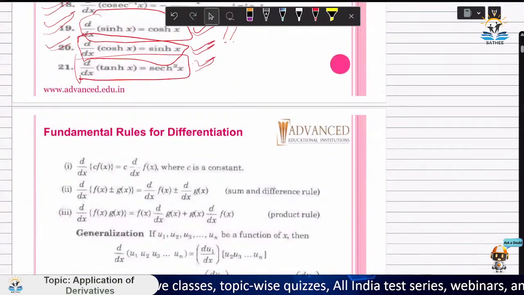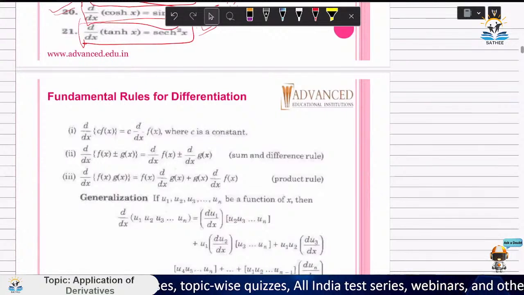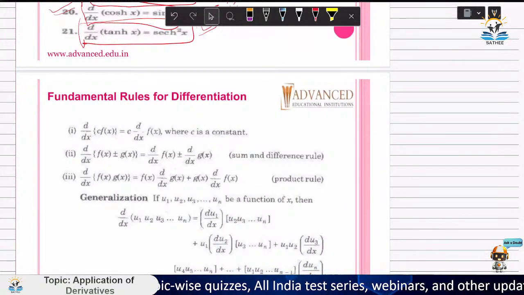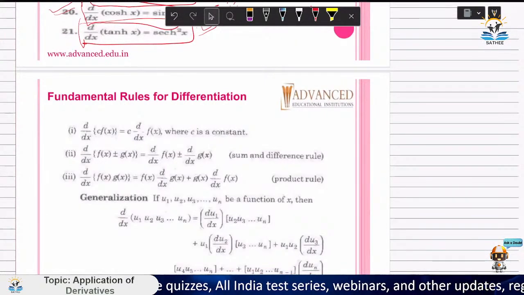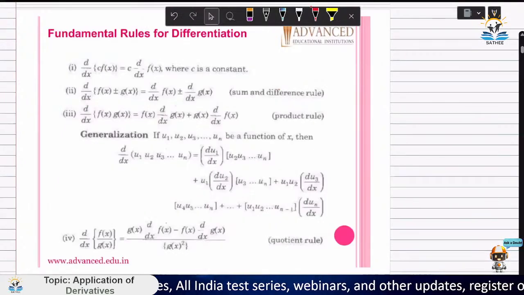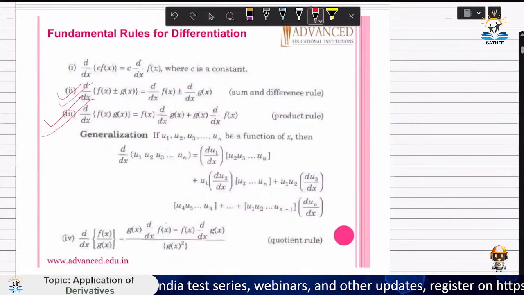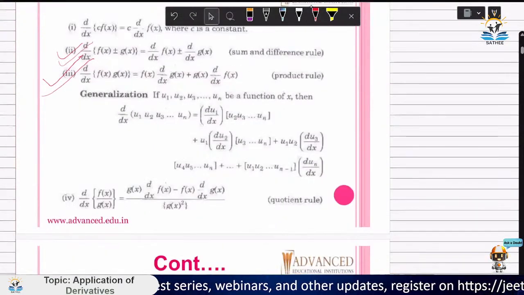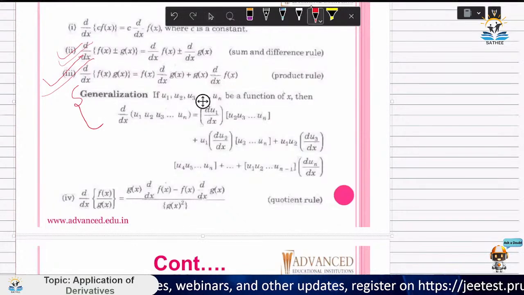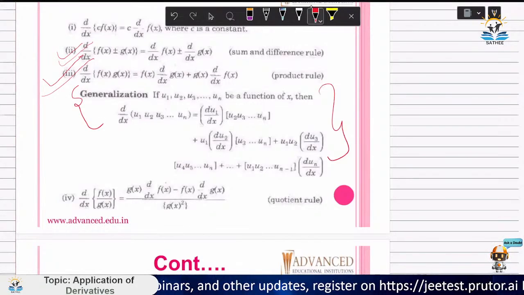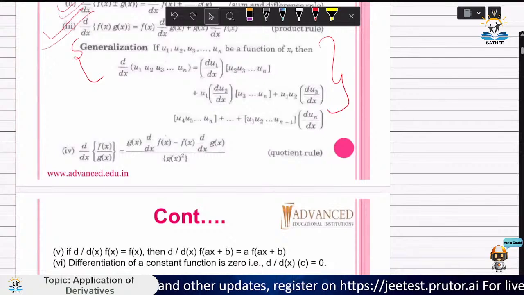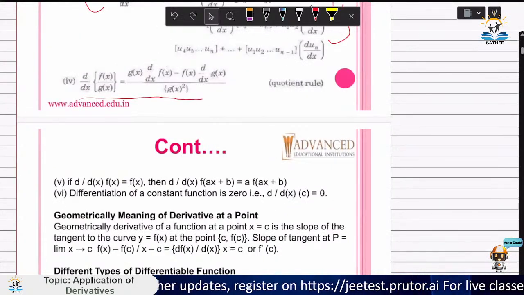This is the product rule, and we can generalize the product rule as well. So what is the general form of the product rule? You can see here. It is a very important rule that you can learn about. This is the differentiation rule, or the quotient rule, sorry. Yes, moving to the next part of it.